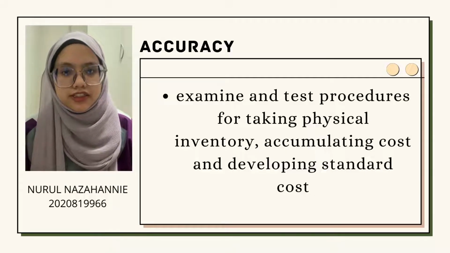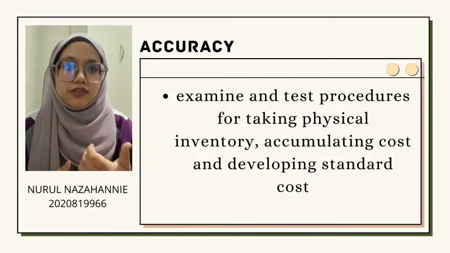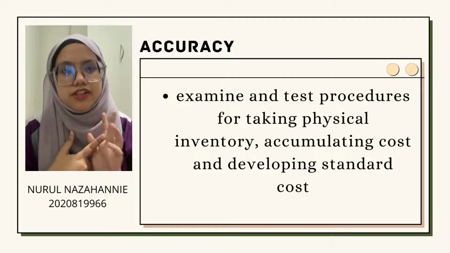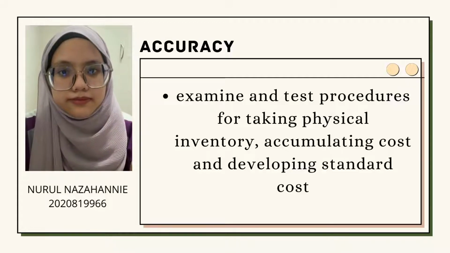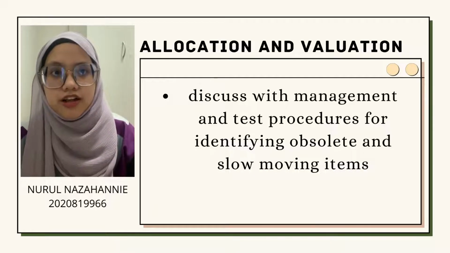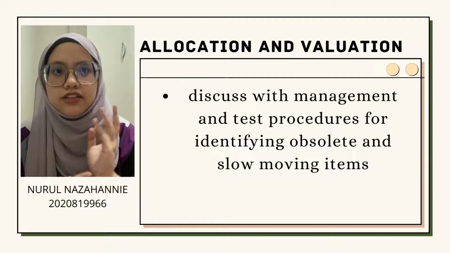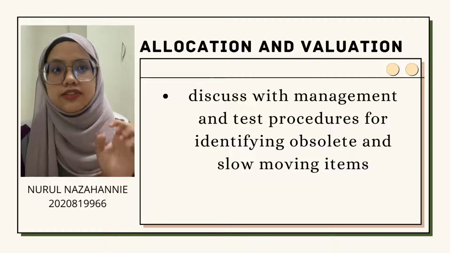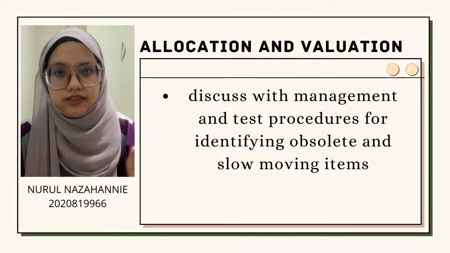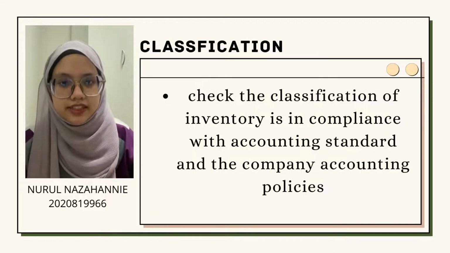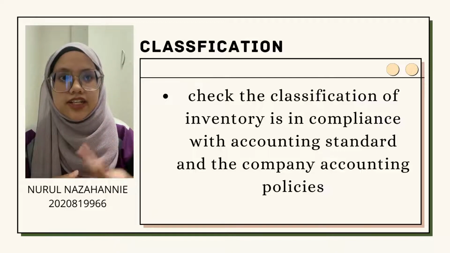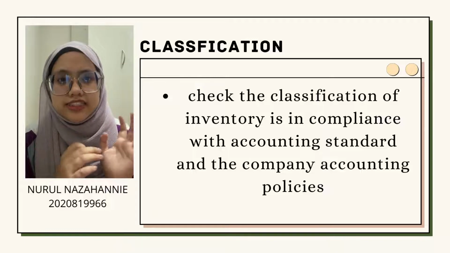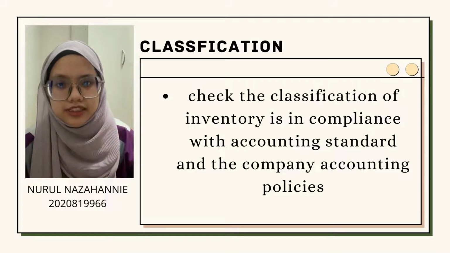And to ensure accuracy, the auditor has to examine and test procedures for taking physical inventories, accumulating costs, and developing standard costs. Then, for allocation and valuation, the auditor has to discuss with management and test procedures for identifying obsolete and slow-moving items. And lastly, the auditor has to check the classification of inventory is in compliance with accounting standards and the company accounting policies.